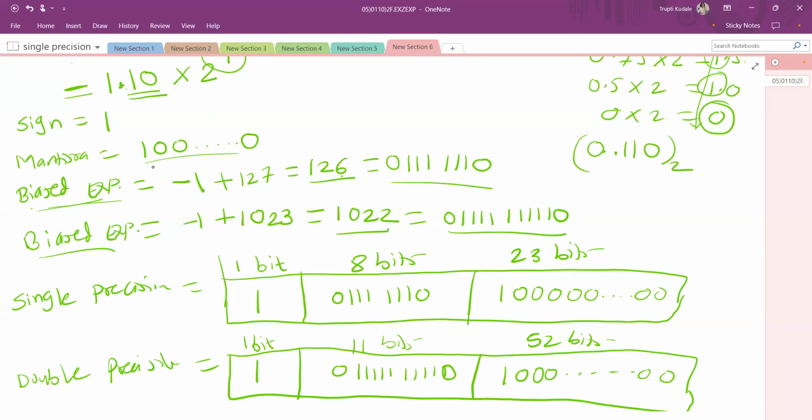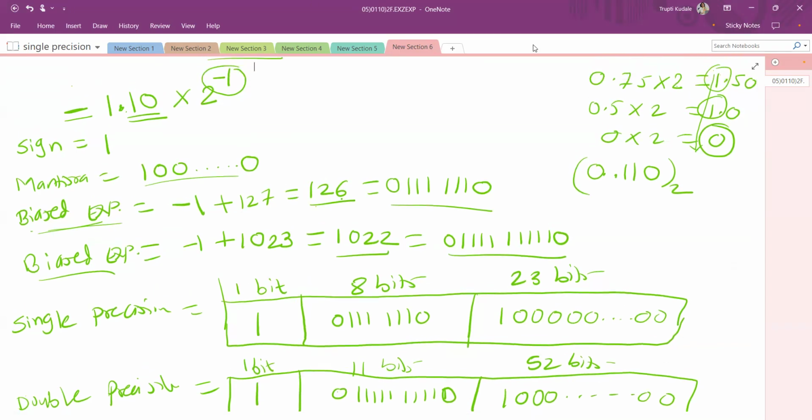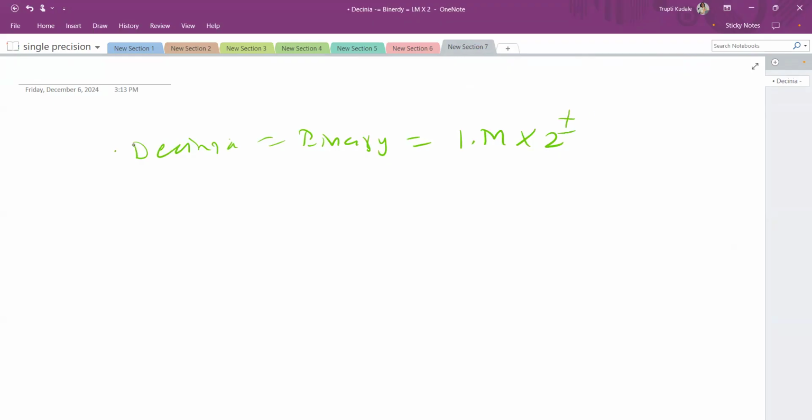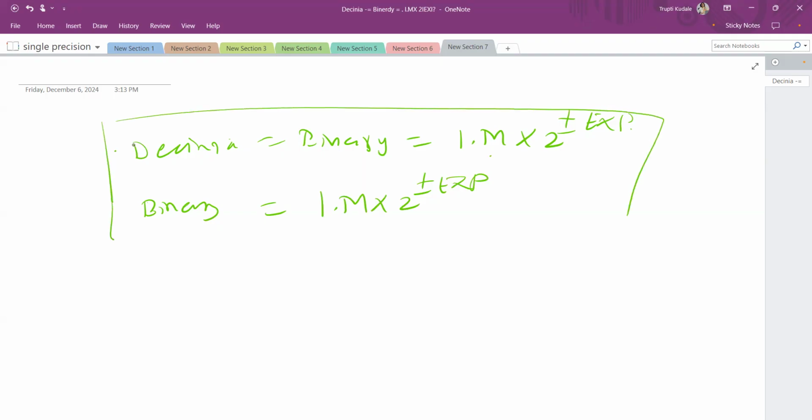Directly you have to identify. Now what is the first step for any number? Just remember, the first step is whatever is the given number. If the number is decimal, first convert it into binary and represent it in this format. If the number is already in binary, again check. If it is not in the given required format, convert it into the required format. So these are the only ways to solve any example.